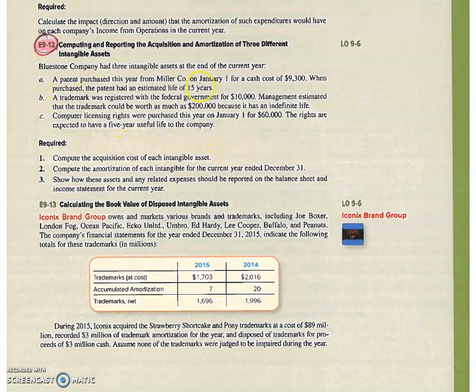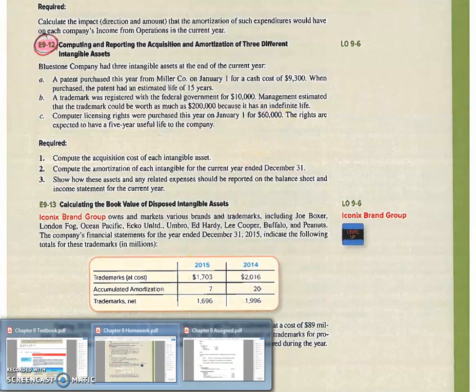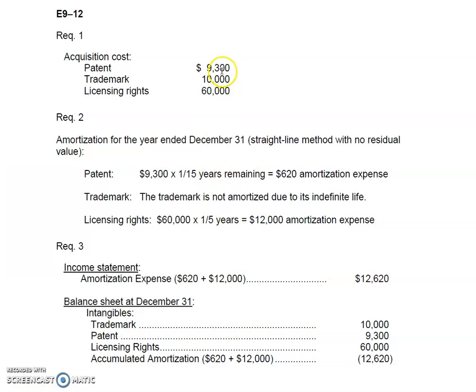So a patent that was purchased for a cash cost of $9,300, so that's its acquisition cost. Trademark was registered with the federal government for $10,000. So that is its cost. It's only the cost of actually registering it. And then the computer licensing rights were purchased for $60,000. So that's its cost. So there are the cost numbers.